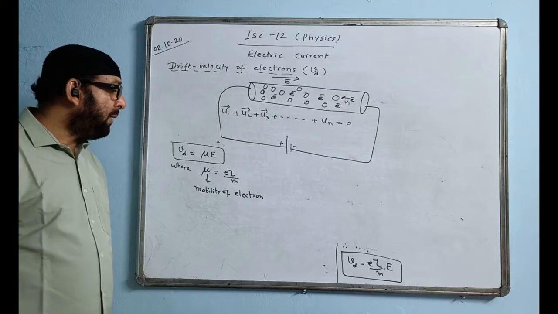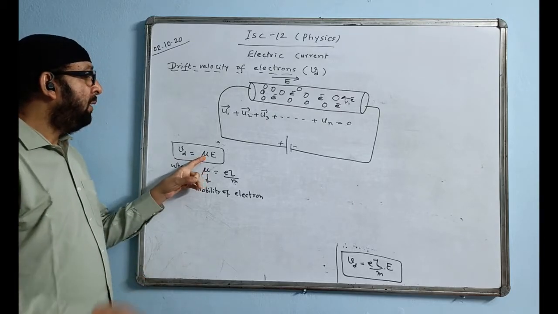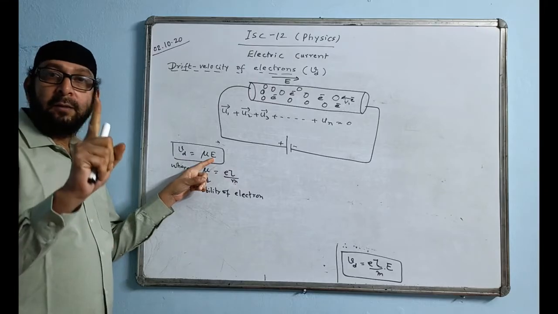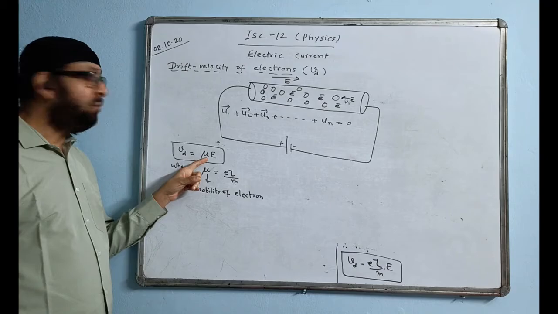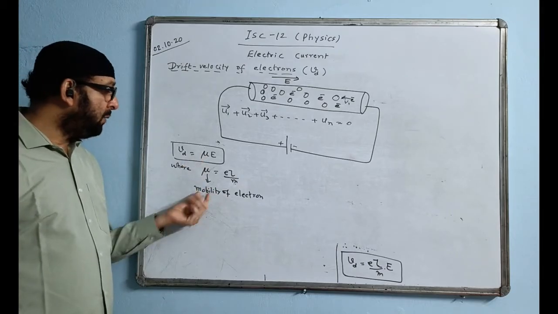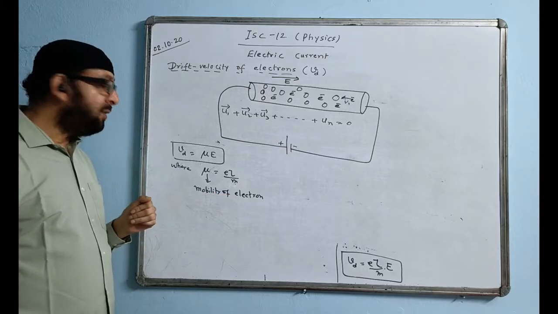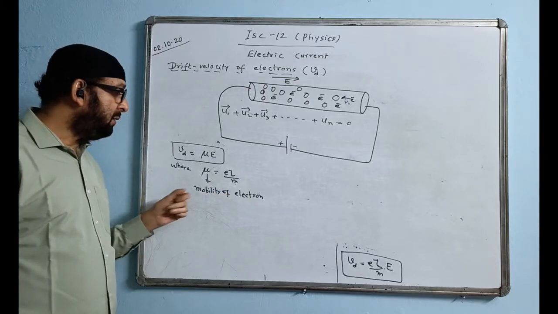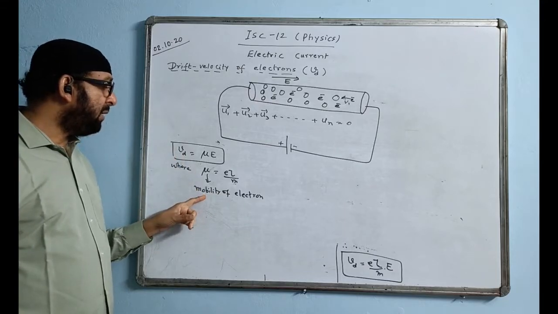Now how to define the mobility of electron? To define it, the value of E we will put as 1 unit, that is 1 volt per meter. Then Vd will be equal to mu. Mobility is a word coming from motion. So how to define this mobility of electron? We say it is the drift velocity acquired by the electron. Definition of this you can write down.